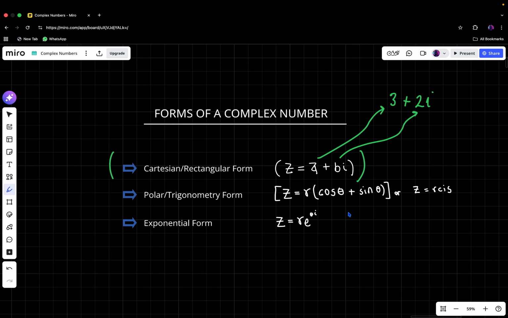Now, we would see other forms of complex number in later videos. But basically, all we've been doing now is adding, subtracting, and performing basic operations of complex numbers in rectangular form, or you can call it Cartesian form.